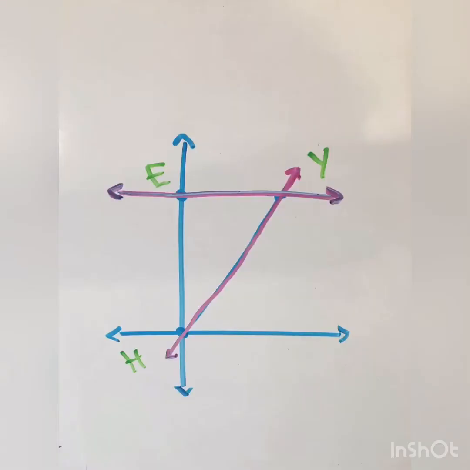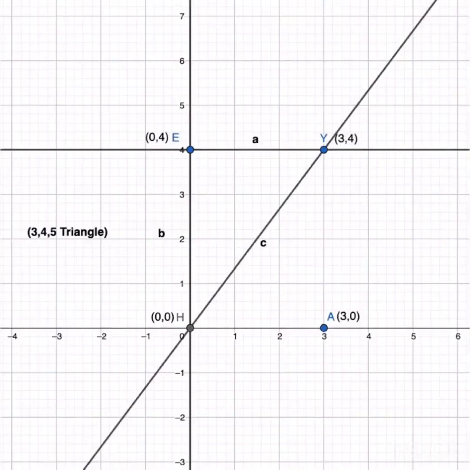The first example I will be using is triangle HEY. We know that line segment EY, or A, is 3, and line segment EH, or B, is 4. But we are going to prove that C, or line segment HY, is 5 units on triangle HEY. The Pythagorean theorem will help us get the distance of HY.